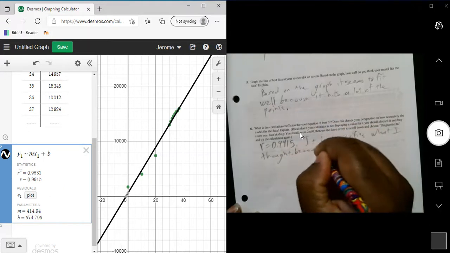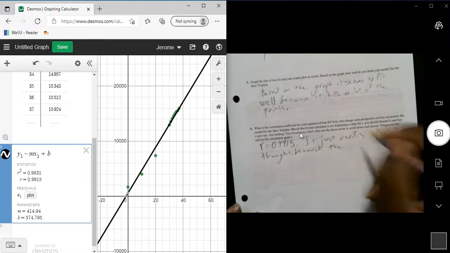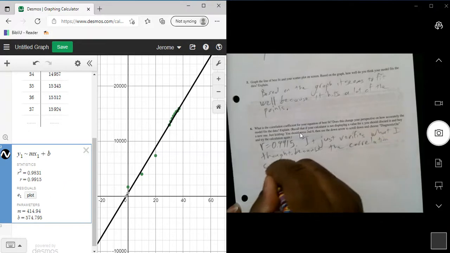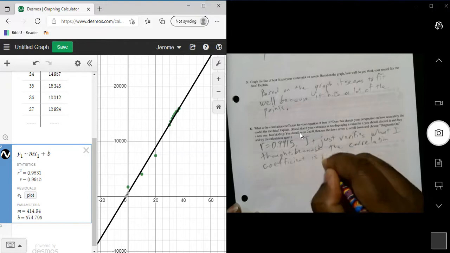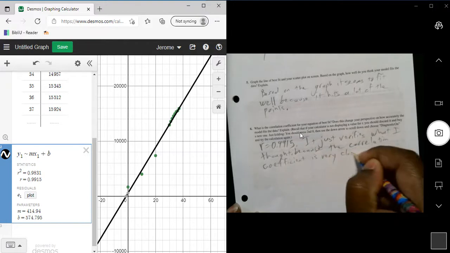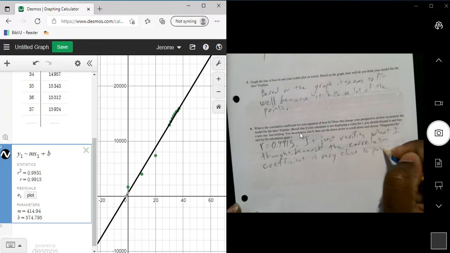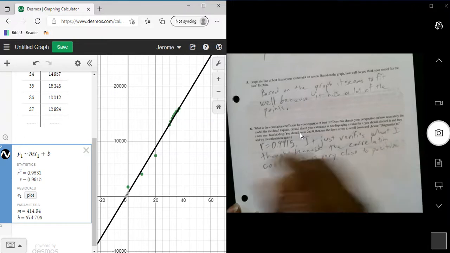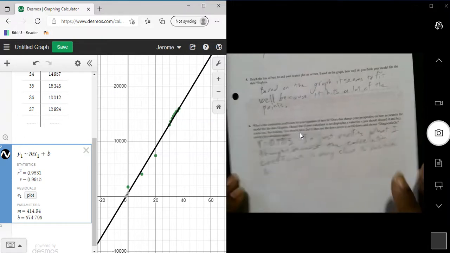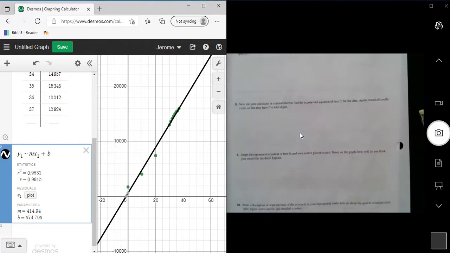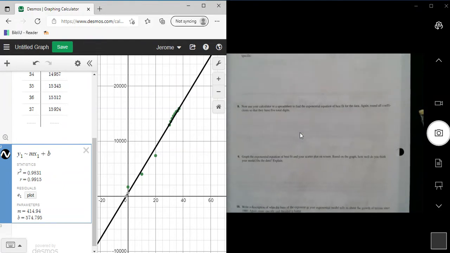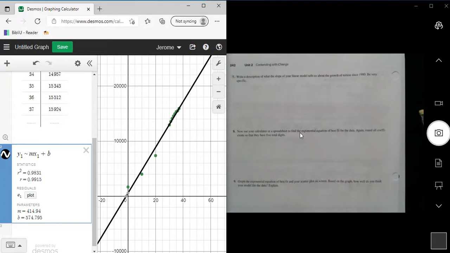Because the correlation coefficient is very close to +1. So it basically verified what I thought, that it was a good graph.